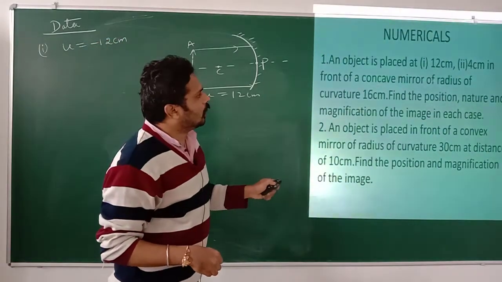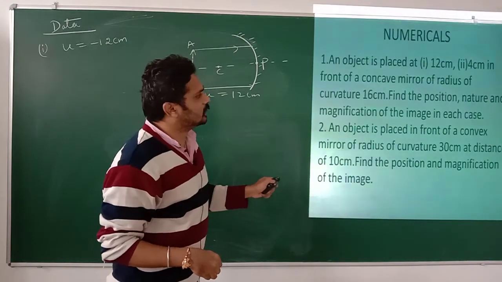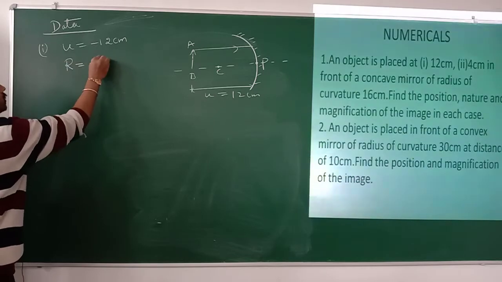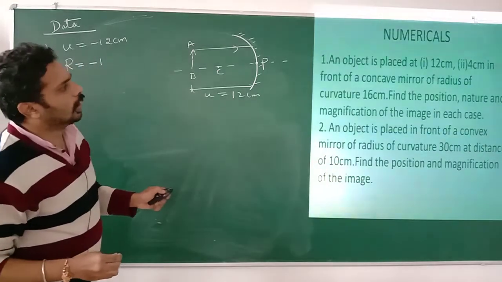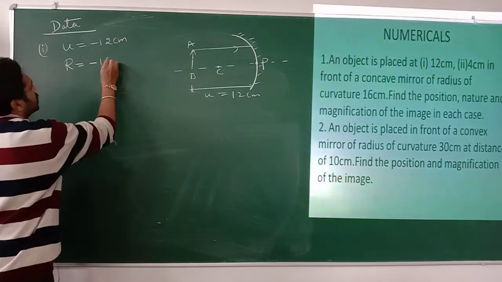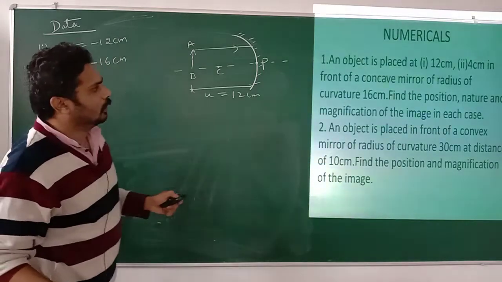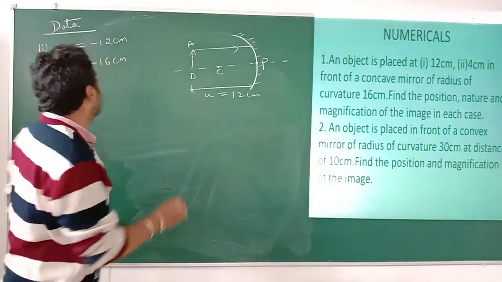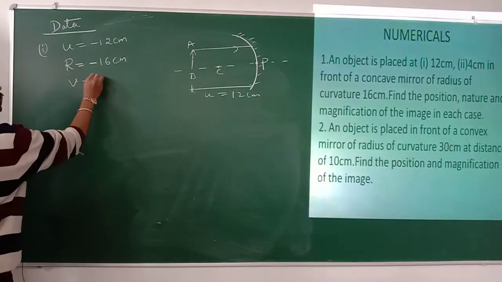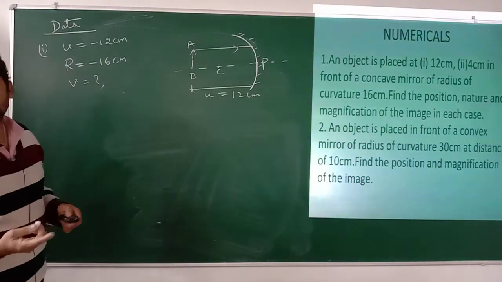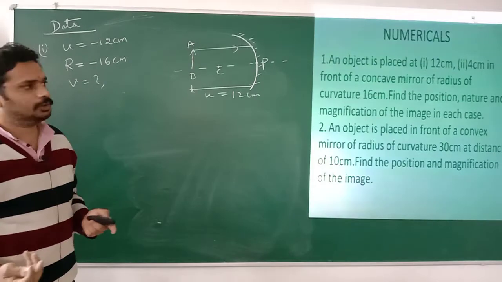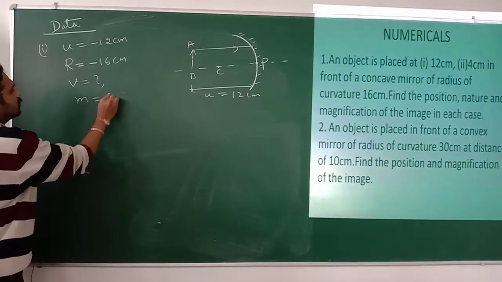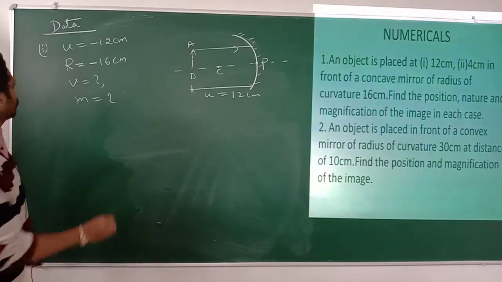Now, in front of a concave mirror of radius of curvature 16 centimeter. Know that radius of curvature is negative for a concave spherical mirror: minus 16 centimeter. Now find the position, nature and magnification of the image. You have to find v, question mark. Nature, it may be real or virtual, you have to find out. And magnification, m, question mark.